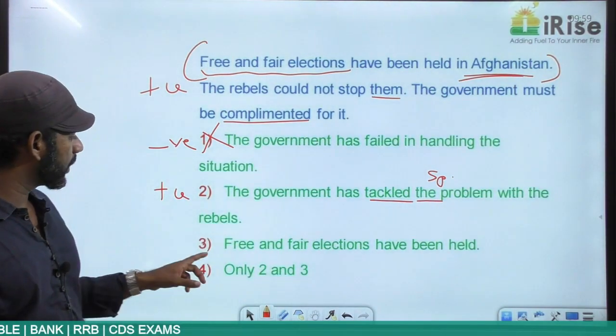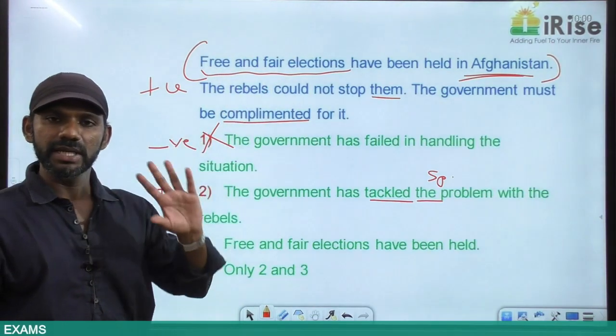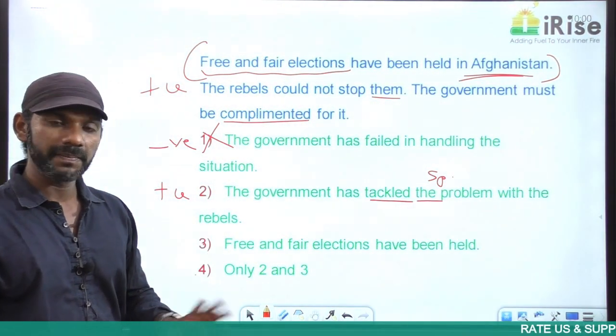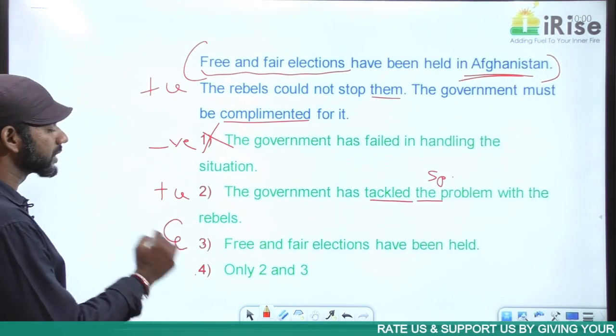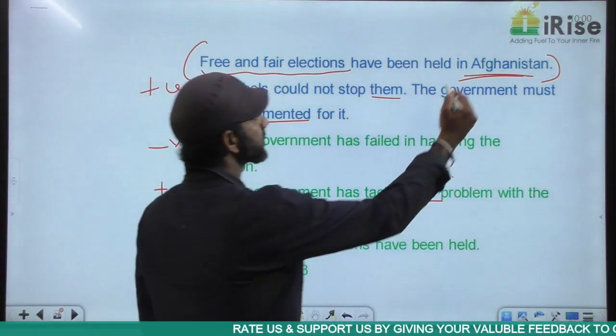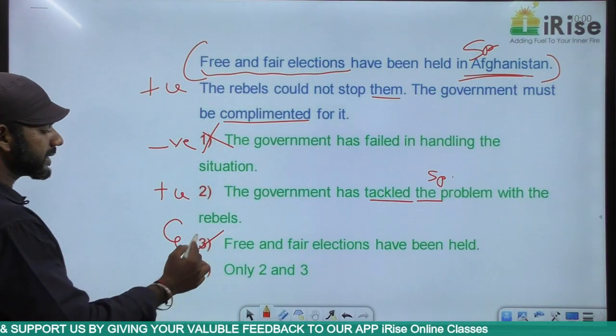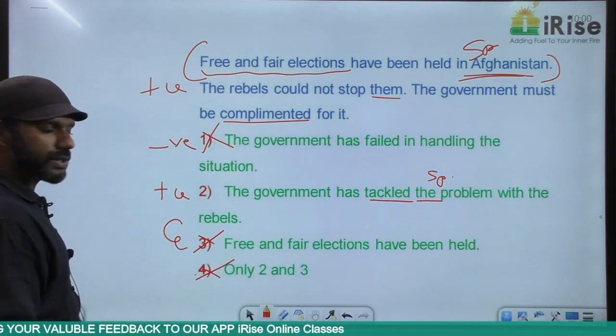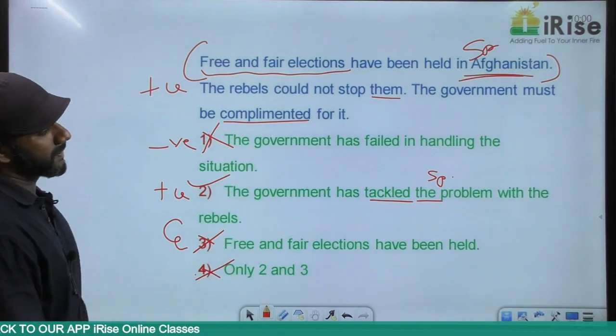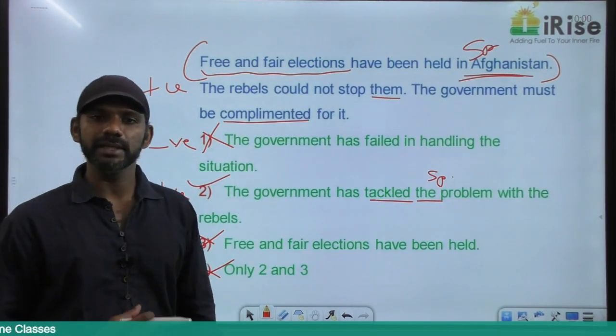Now when you compare option 3 with the sentence of the passage, which is general, which is specific? Option 3 becomes general. The sentence in the passage becomes specific. General and specific will not go together. Option 3 is eliminated. So 4 is also gone. The answer must be option 2. The government has tackled the problem with the rebels.